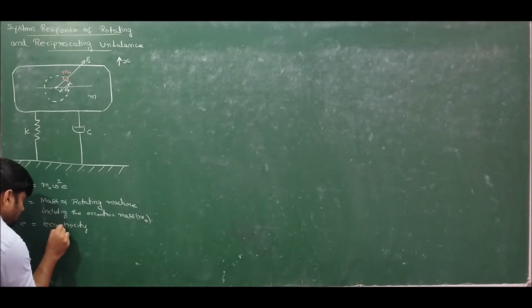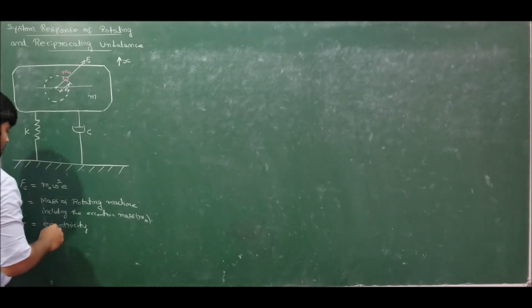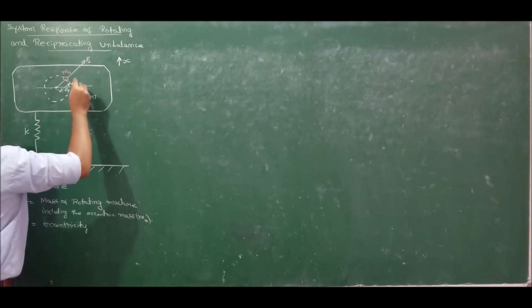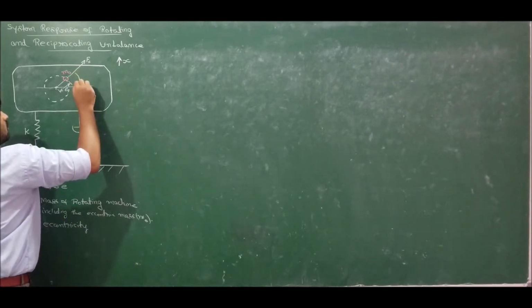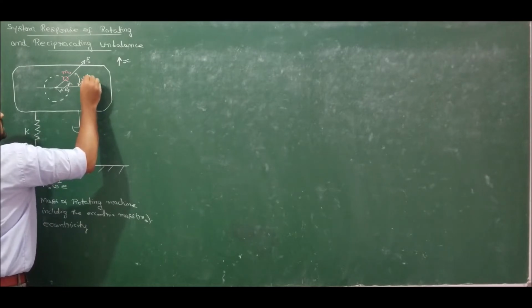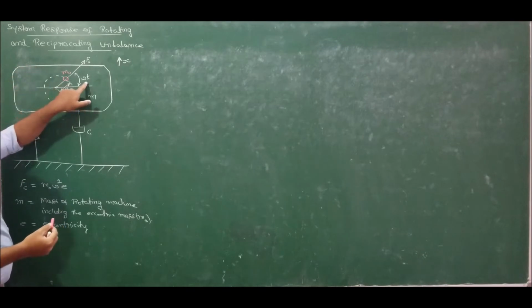So eccentricity is the distance between the axis of rotation and the CG of the eccentric mass. Let the eccentric mass m naught make an angle of omega t with respect to the reference.